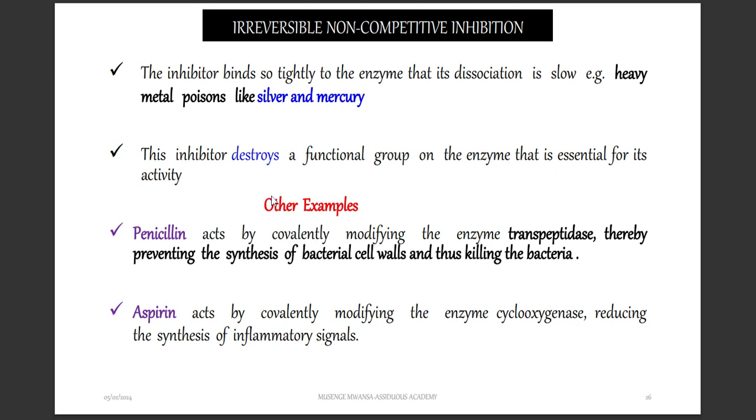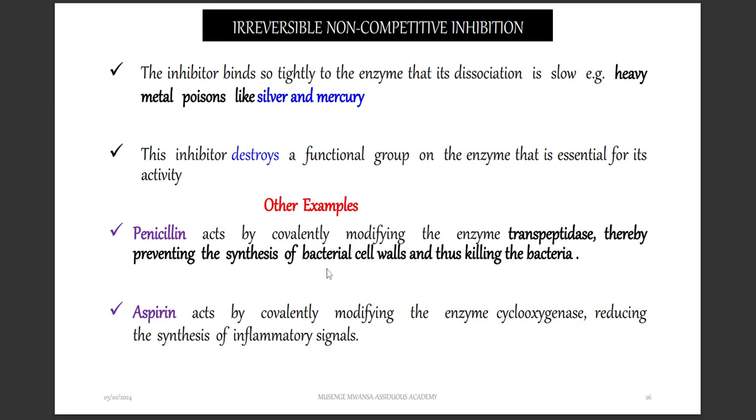Because they destroy the functional group of the enzyme, the enzyme can no longer function. For example, the medicine penicillin. Penicillin will act by covalently modifying the enzyme transpeptidase. So if it modifies the enzyme transpeptidase, it is going to prevent the synthesis of the bacterial cell wall.